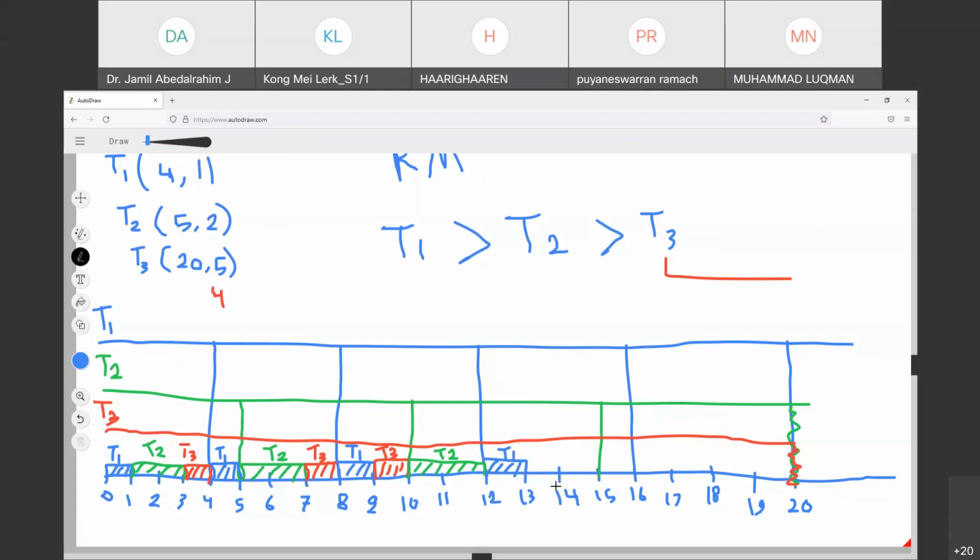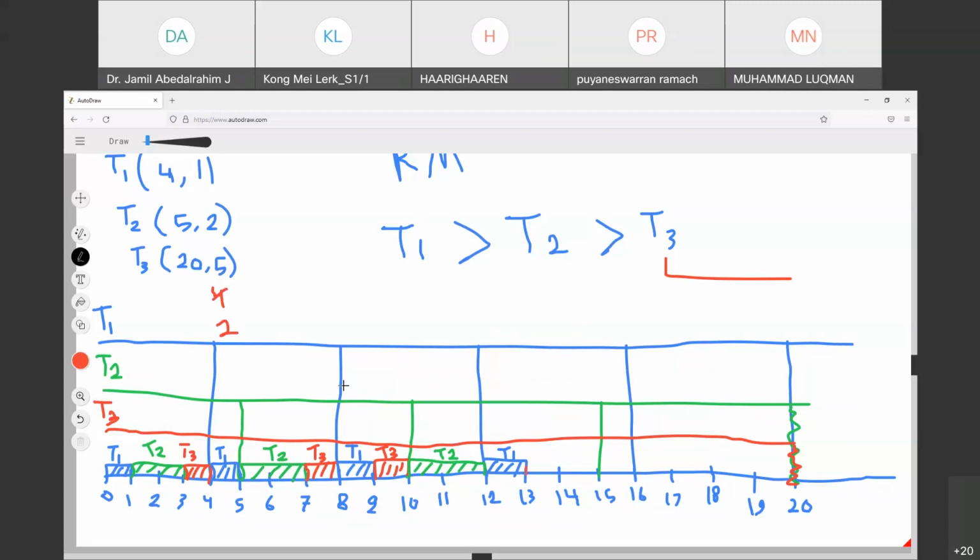Here we can execute task 3 because if you notice, in this period task 1 terminated its task. For task 2, in this period, task 2 terminated its task. So we can execute task 3, or the rest of task 3. How many units did you execute of task 3? Already 3 units. Two more.